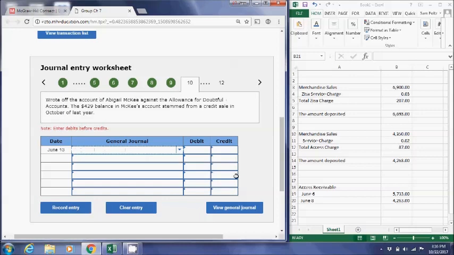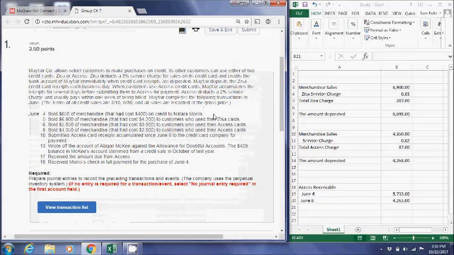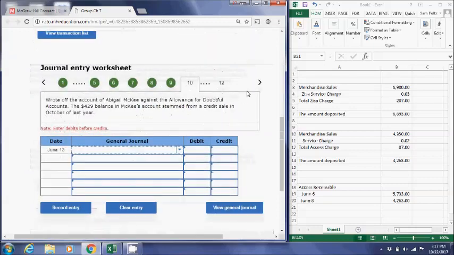We move on to number 10, and it says that we wrote off the account of Abigail McKee against the allowance for doubtful accounts. The $429 balance in McKee's account stemmed from a credit sale in October of last year. And you might sit here and think, I don't know exactly what to do with this. I mean, this is the only information we have about McKee, but really it's the only information that you need. They're telling us that they utilize an allowance for doubtful accounts rather than direct write-off. So when we deal with an allowance for doubtful accounts, we are already recording the bad debt expense based on an estimate.